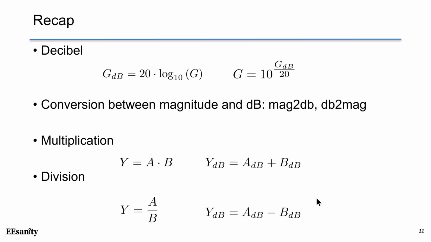Summary. In this lecture, we talk about decibels and how to convert them back and forth using mag to dB and dB to mag. We see the benefits of using decibels in multiplications and divisions. As a result, the algebra becomes much easier.